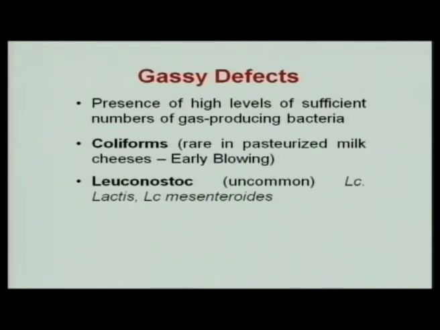Similarly, if leuconostocs are in large numbers in the starter cultures, if there is a strain imbalance, or if the lactococci are inhibited, then leuconostocs may multiply more and they can produce large amounts of gas, causing early gas defects.